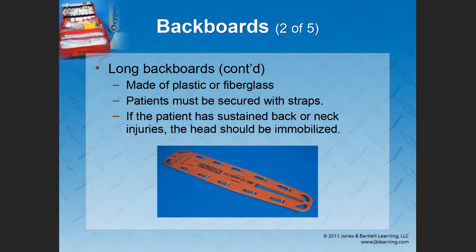And in order to effectively use a backboard, you need at minimum 4 persons. Someone to control the head, someone to control the upper body, someone to control the legs, and somebody to position the spine board in the correct position. It's made of plastic or fiberglass. Patients must be secured with straps. If the patient has sustained back or neck injuries, the head should be immobilized.